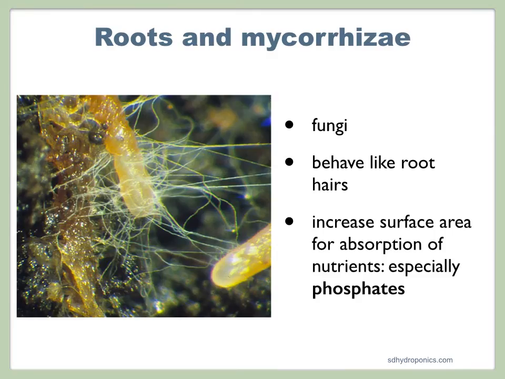Now, some plants have a symbiotic relationship with fungi called mycorrhizae. So these increase the surface area for water uptake, and in return they gain organic nutrients from the plant. So they behave like root hairs.